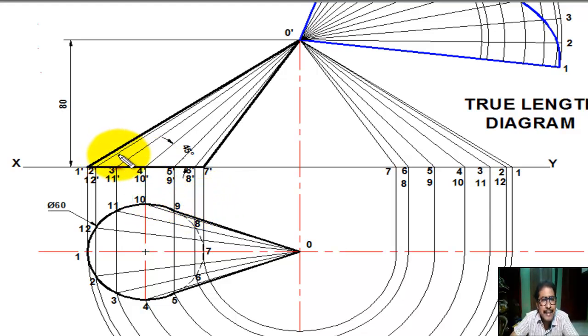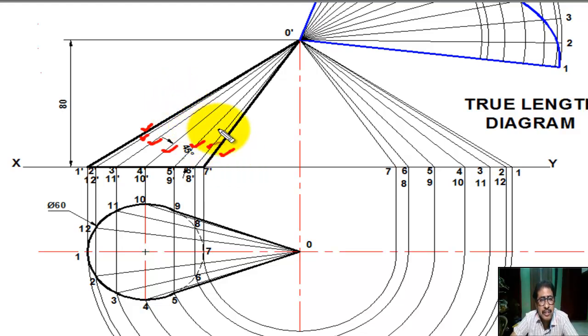In the figure, this is the generator: 1 dash O dash, 2 dash, 12 dash, from 2 dash, 12 dash to O dash, 3 dash to O dash. All these are generator. This is our generator.